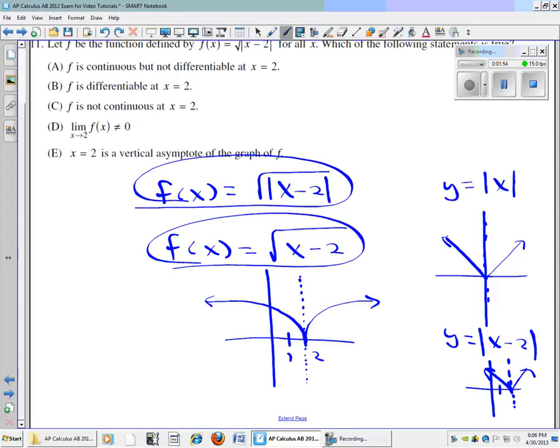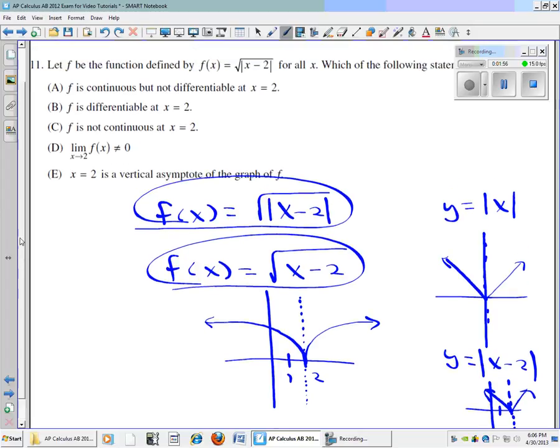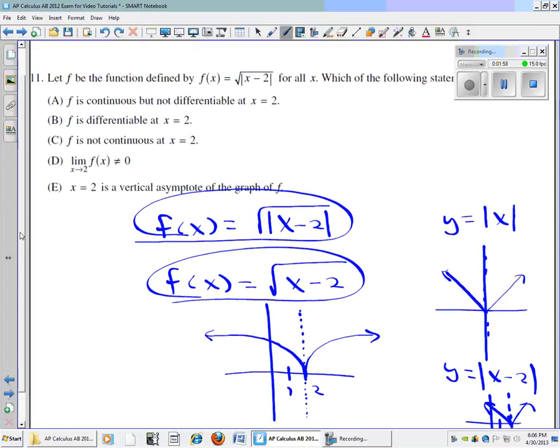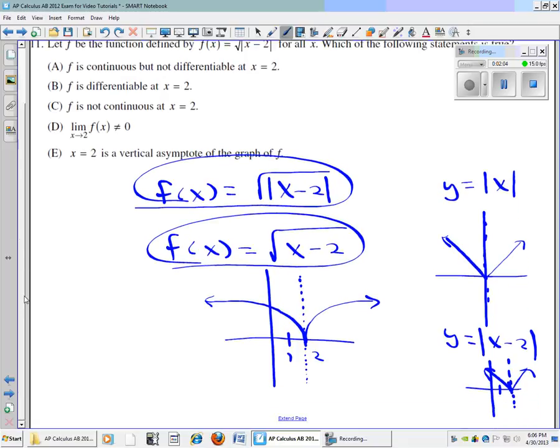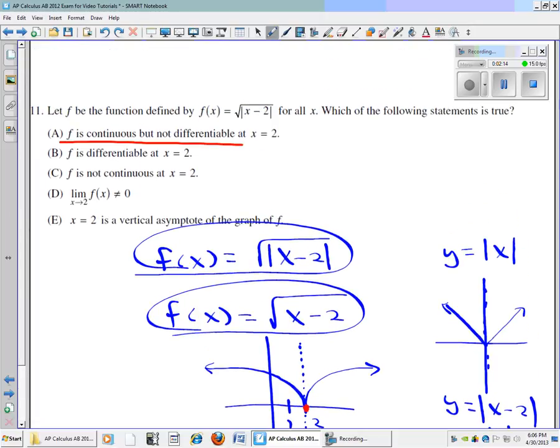So now I can answer the question and find out which one's true. Part A, f is continuous but not differentiable. Well, f is continuous on this function. It is not differentiable at x equals 2 because I have a cusp. And so that is a true statement. F is continuous but not differentiable, and that's our answer. So that's letter A.